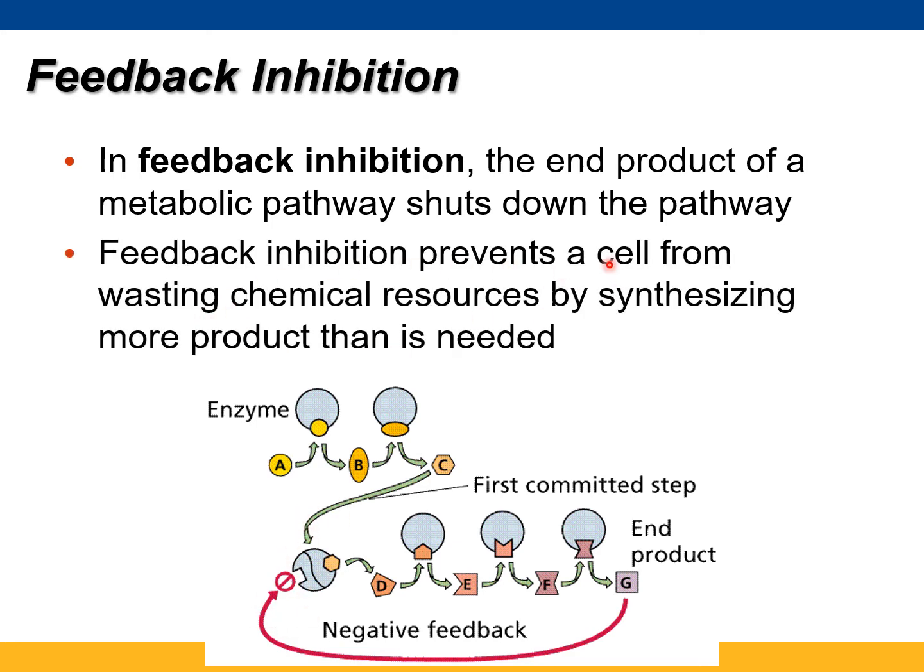It prevents the cell from wasting resources because you're not going to make D and E and F and G. You might need these for other things, but this is what we call a committed step. So once it goes from C to D, it's now going to go this way. Well, if we don't need this, we certainly don't need any of this. So G can come back and prevent the creation of letter D and thus shut that pathway down. It's allosteric regulation. We call it feedback or negative feedback inhibition.